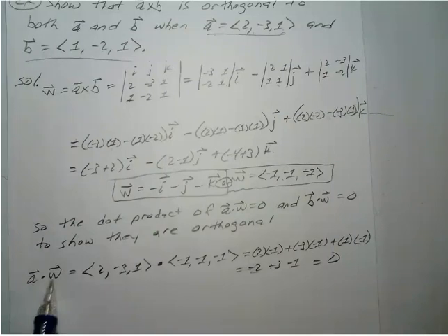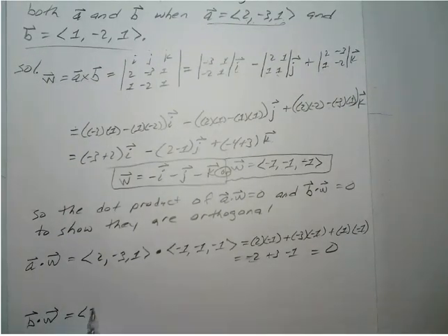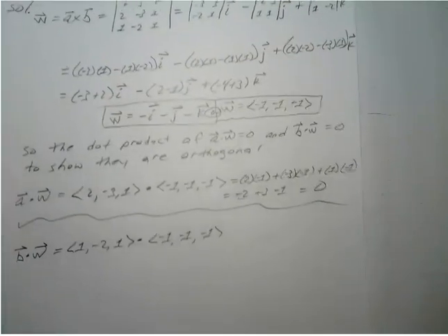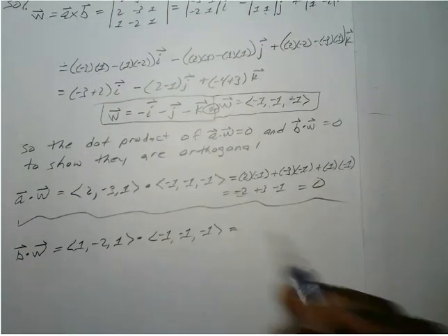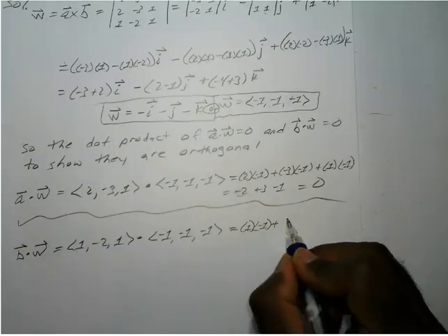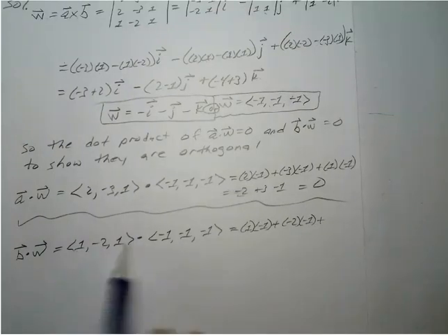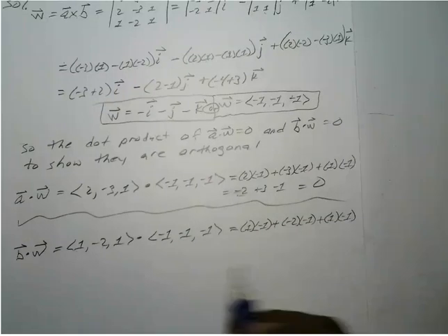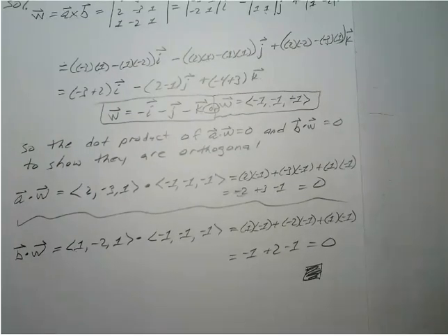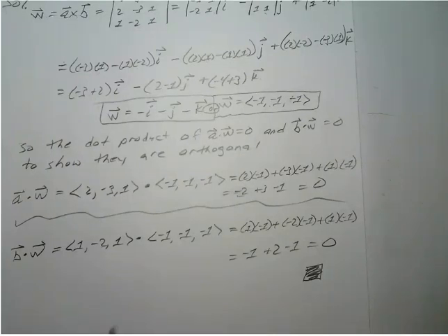Now we do the dot product of our B vector and W. Of course our B vector is 1, negative 2, 1, and that's the dot product, again, of negative 1, negative 1, negative 1. Now let's separate that a little. Okay, so that's going to equal 1 times negative 1 plus negative 2 times negative 1 plus 1 times negative 1. Okay, so you have negative 1 plus 2 minus 1, which again is 0. So we see now that the cross product of A and B, which was our W, is orthogonal to both A and B.